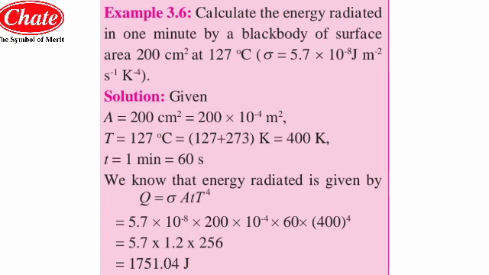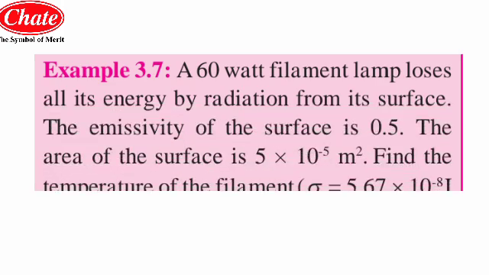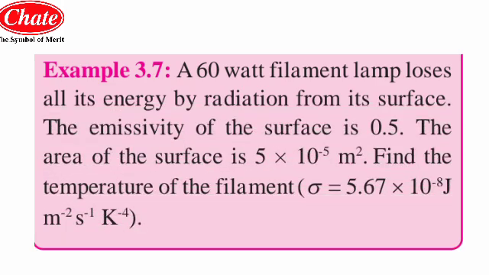So now students, we will see the next problem. Students, this is the problem they have given. A 60 watt filament lamp loses all its energy by radiation from its surface. The emissivity of the surface is 0.5. The area of the surface is 5 into 10 to the power of minus 5 meter square. Find the temperature of the filament, for which the Stefan-Boltzmann constant is 5.67 into 10 to the power of minus 8 joule meter raised to minus 2, second raised to minus 1, Kelvin raised to minus 4. So this is the problem they have given.